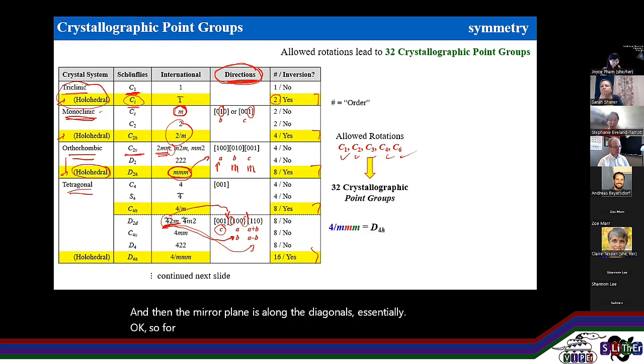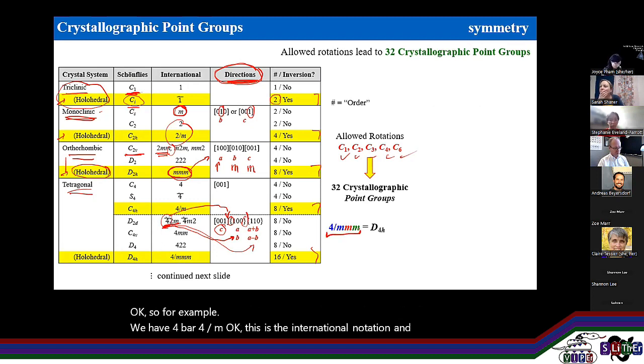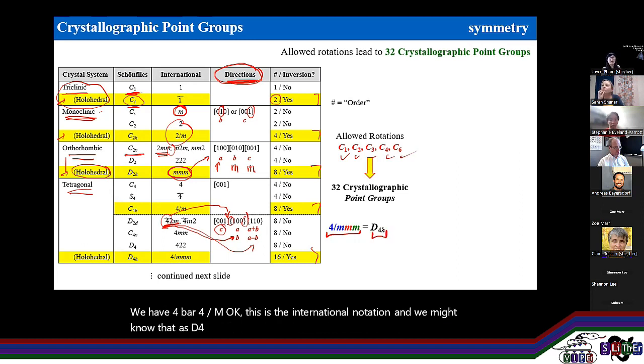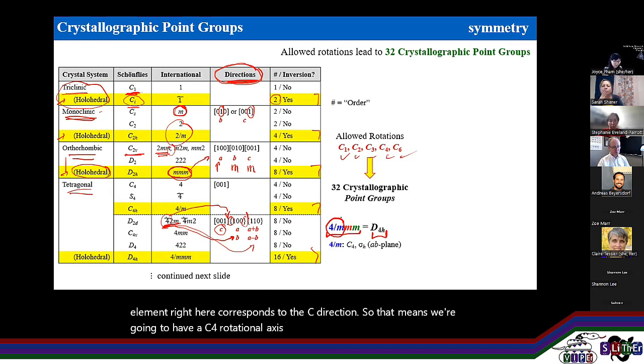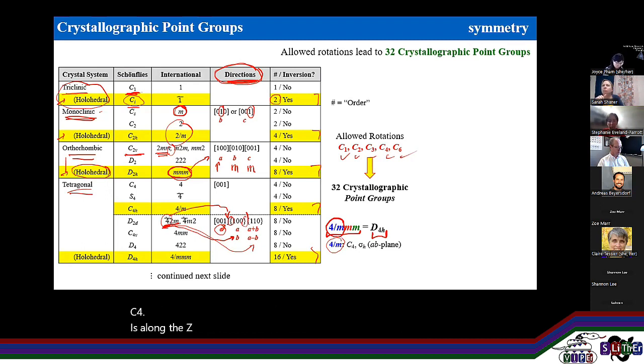Okay, so for example, we have 4 over mmm. This is the international notation, and we might know that as the D4h point group. And so this first symmetry element right here corresponds to the C direction. So that means we're going to have a C4 rotational axis, and then we're going to have a mirror plane perpendicular to that C4, and so that is all in the C. So the C4 is along the Z or the C direction, followed by the mirror plane that's perpendicular to that C direction. Okay, so that's a very first indication.